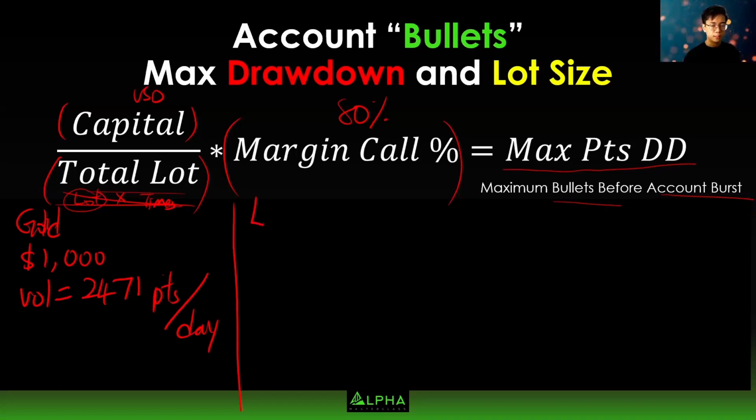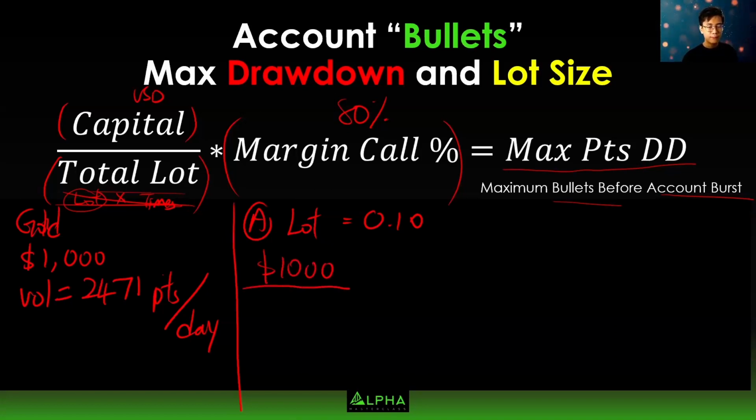Now let's say that you are person A. Person A, you are an aggressive trader. You are going to open a lot size of a total of 0.1 lot. By 0.1 lot, let's say you don't care about anything. You're the type of person that, 0.1 lot, go in, done. Then we calculate a bit. How to do the calculation is based on capital of $1,000, divide by 0.1 lot times 80%.